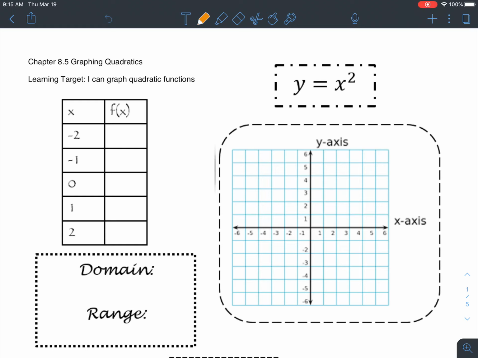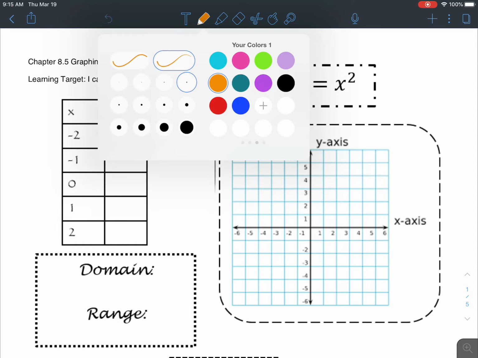Hello everyone, so we are starting a new thing. It's just continuing on with chapter 8. So I called it chapter 8.5. We have solved quadratics, so today we are going to learn how to graph a quadratic. Our learning target is: I can graph quadratic functions.